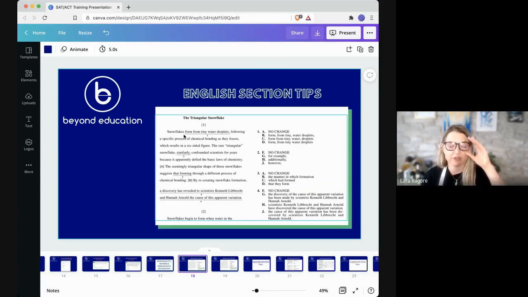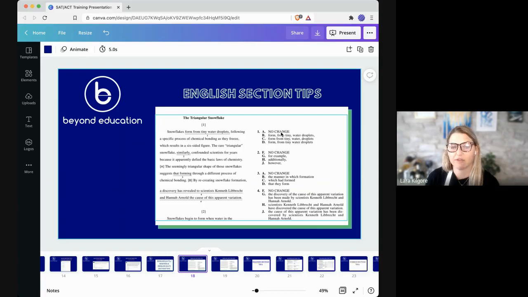So this is a first paragraph of a passage. In this one, the passage is called The Triangular Snowflake. So you see snowflakes form from tiny water droplets following a specific process of chemical bonding as they freeze, which results in a 6-sided figure. All right, so they have this underlined portion. You want to stop and answer the question as you're reading it. Not necessarily the case for the reading section, which we'll talk about in a little bit, but I would stop and try and answer this.